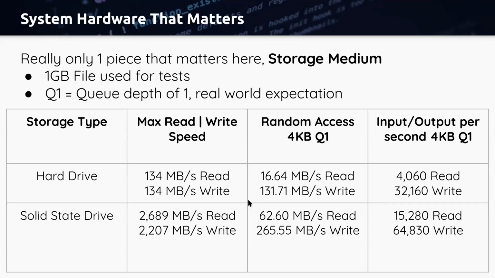And that compounds over time. So random access is pulling data or writing data to different parts of the drive quickly. For this test, it was a 4 kilobyte file, very small, queue depth of 1, which simulates your average data expectancy. You can see your regular hard drive is abysmally slow here, and that's because it has moving parts.